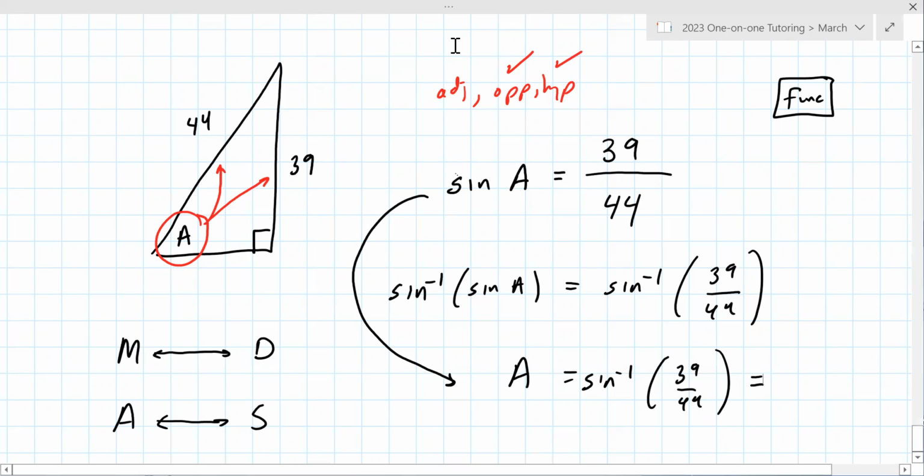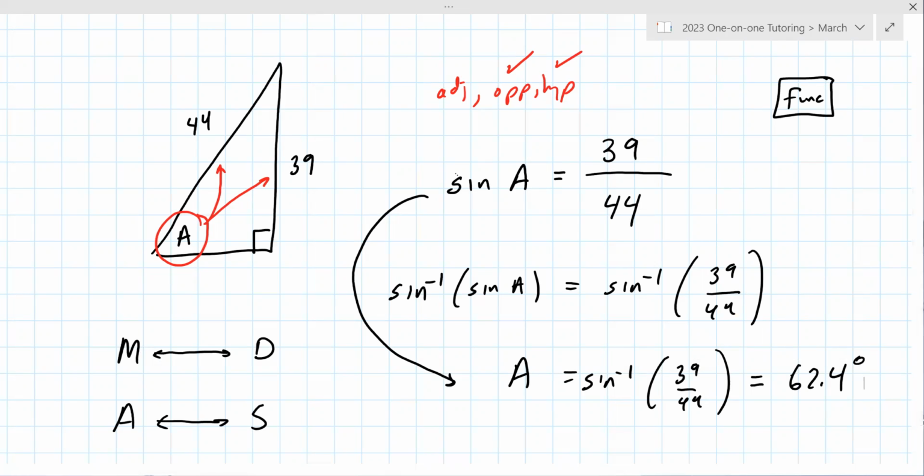It should be 62.4. Good. And that's degrees because it is an angle. Okay. It is an angle. Any questions on that? I don't think so, no.